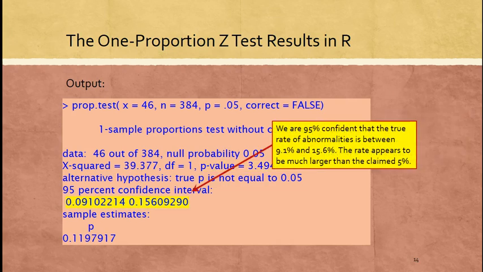And if you look farther down, you'll see the 95% confidence interval. And that appears to be around 0.09 to 0.16. So we are 95% confident that the true rate of abnormalities is somewhere between 9.1% and 15.6%. Now, since we wanted to compare it to 5%, we can see that these numbers are much larger. So the rate appears to be a lot larger than the claimed 5%.